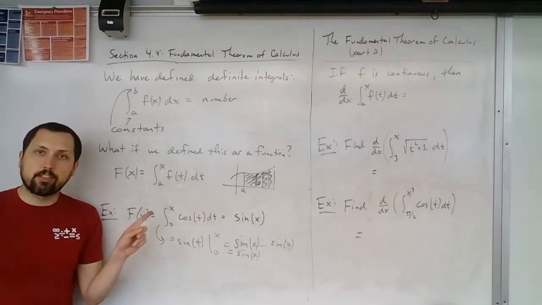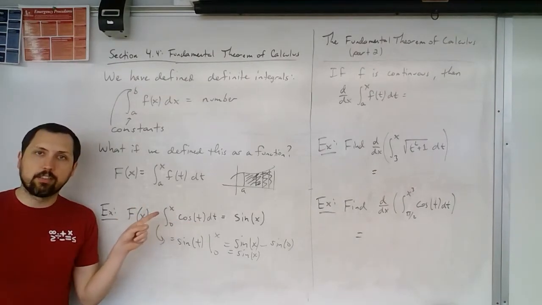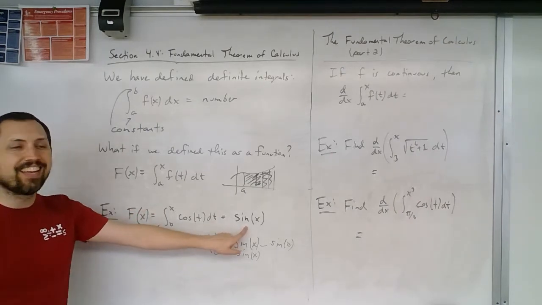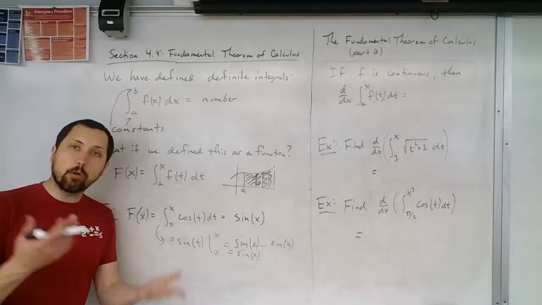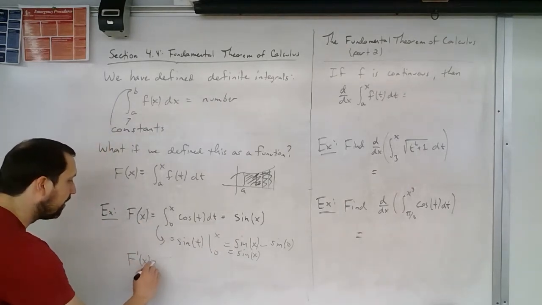Now this is a function. What is the derivative of this function? The derivative of this function is going to be the derivative of sine x. That is going to be cosine, right? So if I look at f prime of x, I get cosine x.